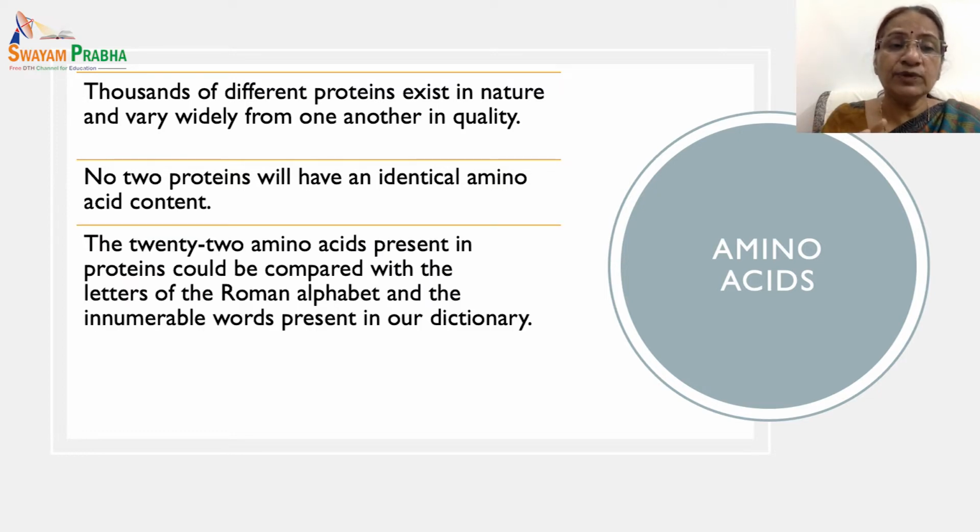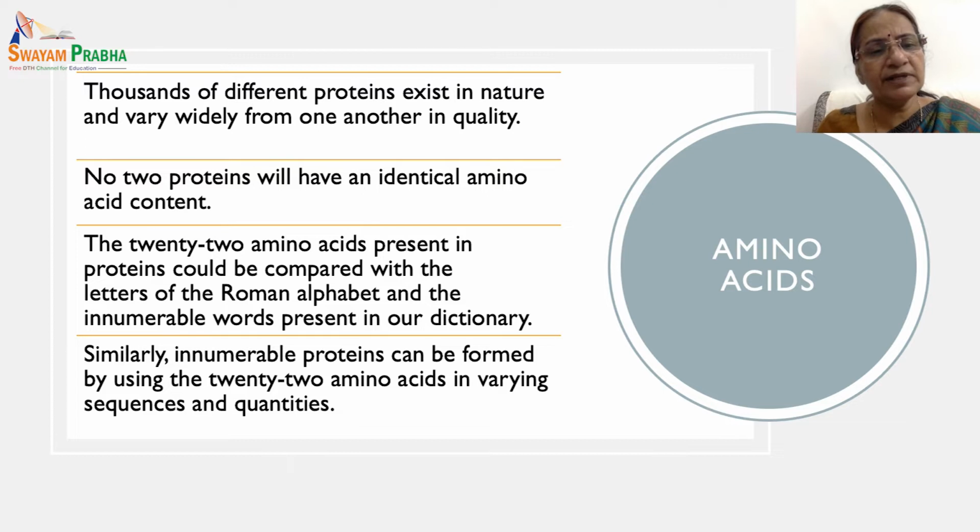The 22 amino acids present in proteins could be compared with the letters of the Roman alphabet and the innumerable words present in our dictionary. Similarly, innumerable proteins can be formed by using the 22 amino acids in varying sequences and quantities.